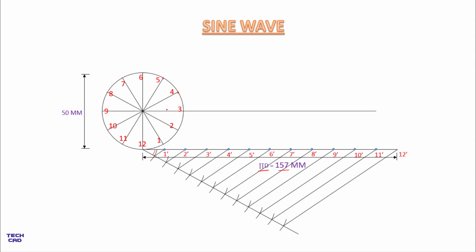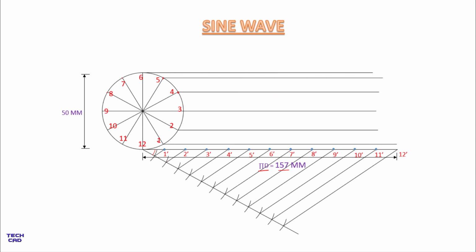So I will extend the 9-3 line horizontally towards the right side. In the same way, from all the equal divisions of the circle, make a horizontal line. Now from 1 dash, make a 90-degree line and mark a point over here. From 2 dash up to 2 line. So this is the 2 line, a horizontal line. And from this 2 dash, I will make a vertical line.